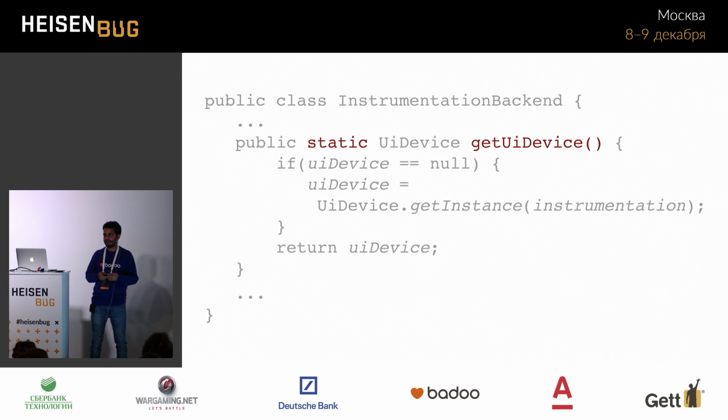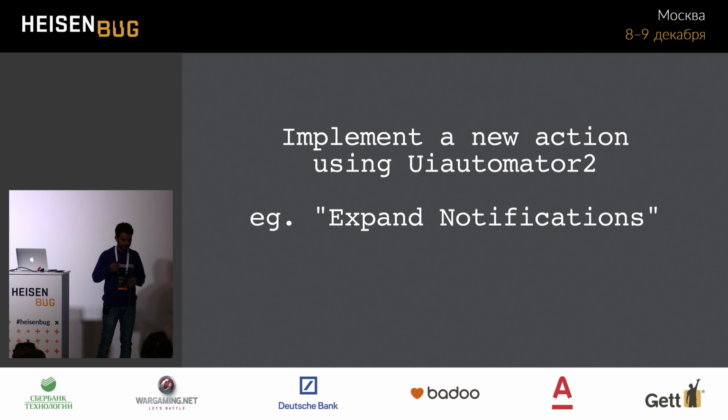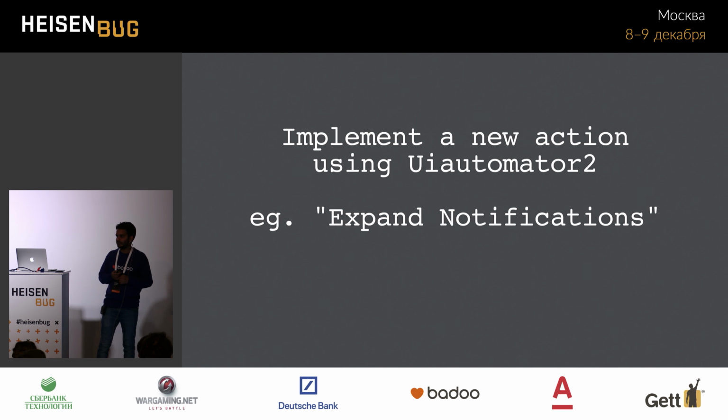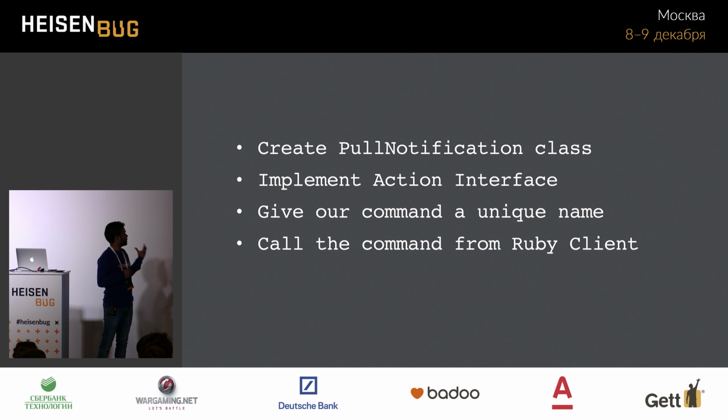UiAutomator APIs are very rich. So let's implement something which we could not do earlier, which is expand notification. And it's a very simple example. You will see how simple it is to do with UiAutomator. So this is what we are going to do.